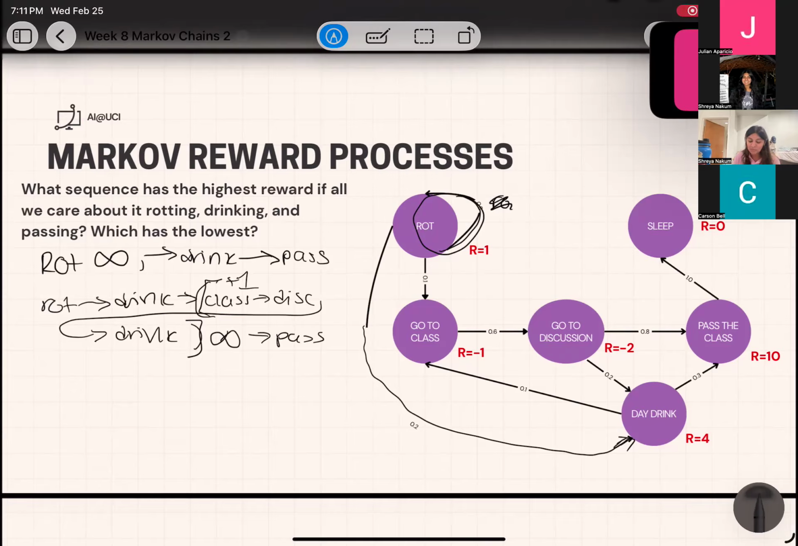Yeah, that's another thing we can do. We can rot, and then keep doing class, discussion, drink, and at the last second we can decide we're going to pass the class now. That is another option we can do. What else? Let's try to get 3 good ones. Just imagine sitting in class the whole quarter, and then at the very final they day drink and then go to the final and pass the class.